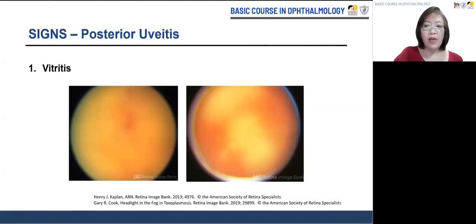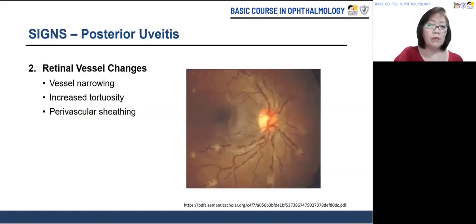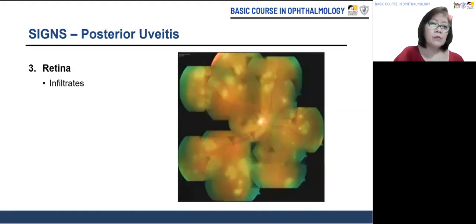Posterior uveitis findings include diffuse or local vitritis. Retinal vascular changes may also be seen. These present as vessel narrowing, increased vessel tortuosity, or presence of perivascular sheathing, similar to intermediate uveitis. Then in the retina, you may see the presence of infiltrates. They are creamy colored, usually oval in shape, as shown in this photo.